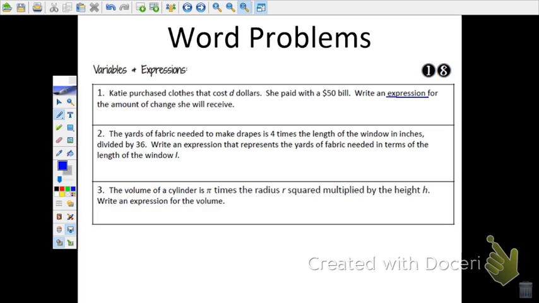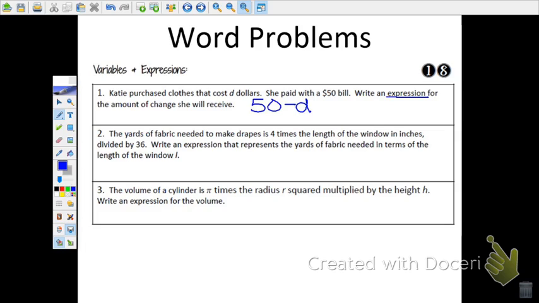So how would I determine how much money Katie is going to get back? You put 50 and subtract D from it. Okay, so she's paying with a $50 bill. We're going to subtract the cost of her clothes, which is the variable D. So 50 minus D would be our expression.